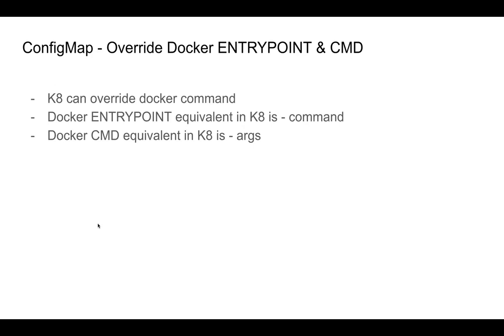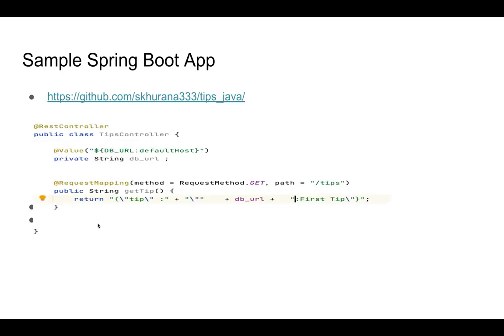Now, Kubernetes can override a Docker command. Docker has an entry point; in Kubernetes, the equivalent is command. Docker has CMD; the equivalent in Kubernetes is args, and we'll see an example of that.